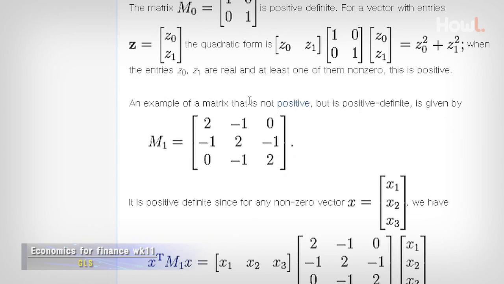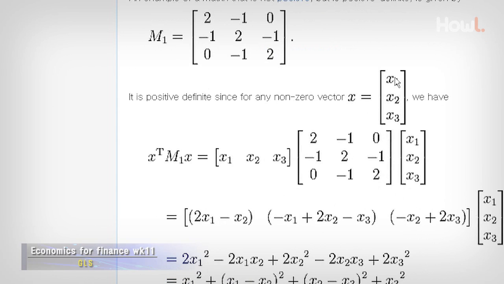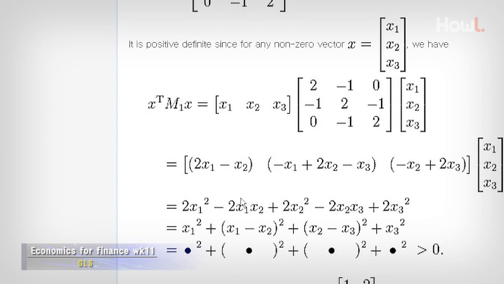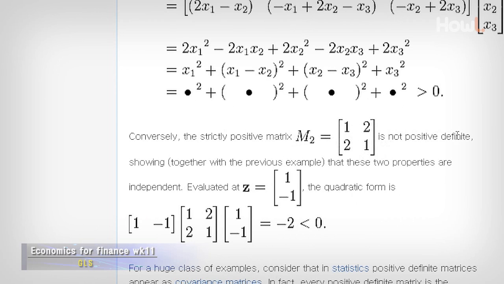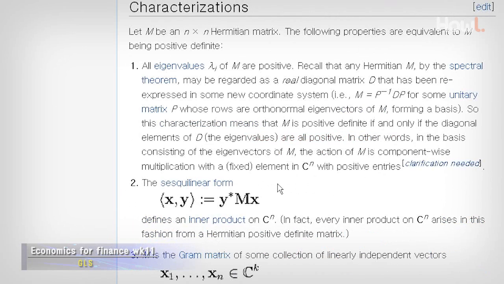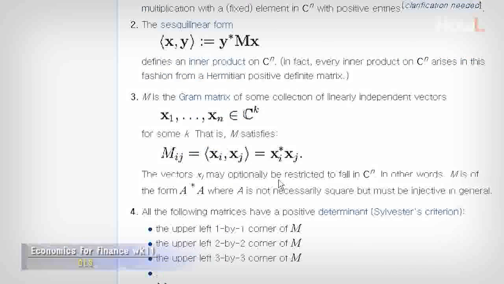An example of a matrix that is not positive, but is positive definite. This matrix is clearly not positive, it has negatives over here. But it is still positive definite because given x, x prime M x looks like this, and if we solve this one, then eventually it becomes like this. So it should be positive. And this other one is not positive definite because for (1, -1) it is negative. Okay, then how to characterize positive semi-definite?